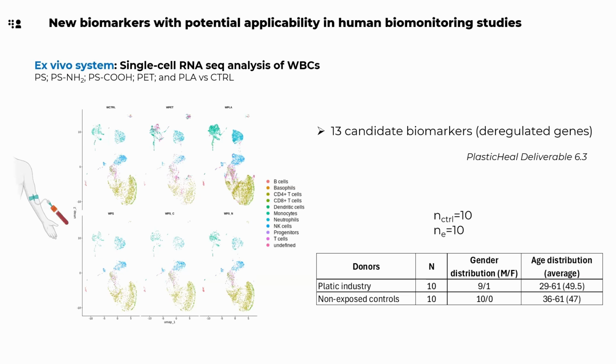And with that, we obtain a bunch of candidate biomarkers, the regulated genes, and then we tested them in a fraction of our biomonitoring study, in this case, the textile industry. It's only 10 controls and 10 exposed individuals where we tested these 13 candidate biomarkers.